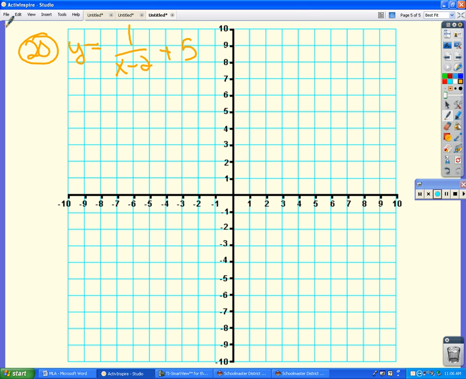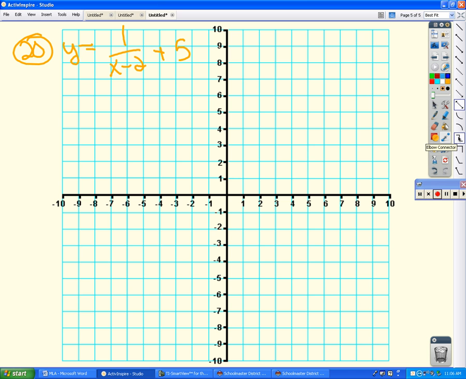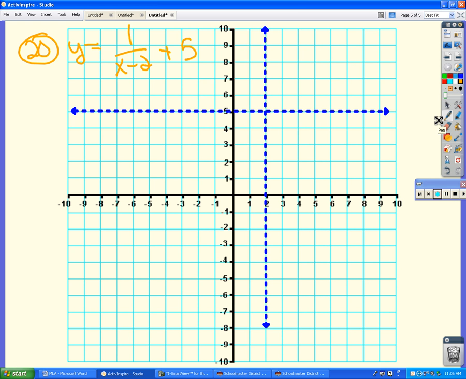Okay, so 20. Now we've got a number under the fraction and a number at the end of the fraction, so both our asymptotes are going to be different. So 1 over x minus 2. Since it's negative underneath, the vertical asymptote shifts in the opposite direction. So instead of being at -2, our vertical asymptote is at +2. And then the +5, just like before, moves the entire graph up 5. So that's where my asymptotes are.